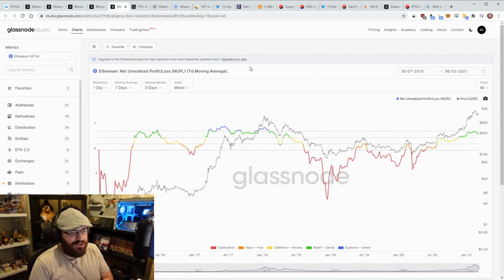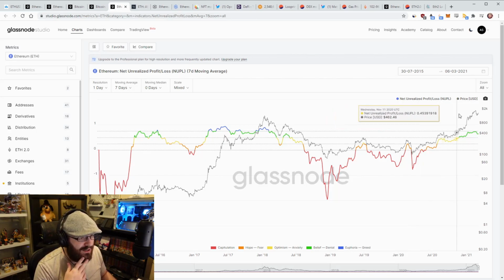So this is another metric that I've been keeping an eye on. It's called the net unrealized profit/loss, or shortened as NUPL. What this basically measures is how much of the network is in profit. So how many ETH holders are in profit and by how much. Now, you can see here, we're basically in the green zone right now.